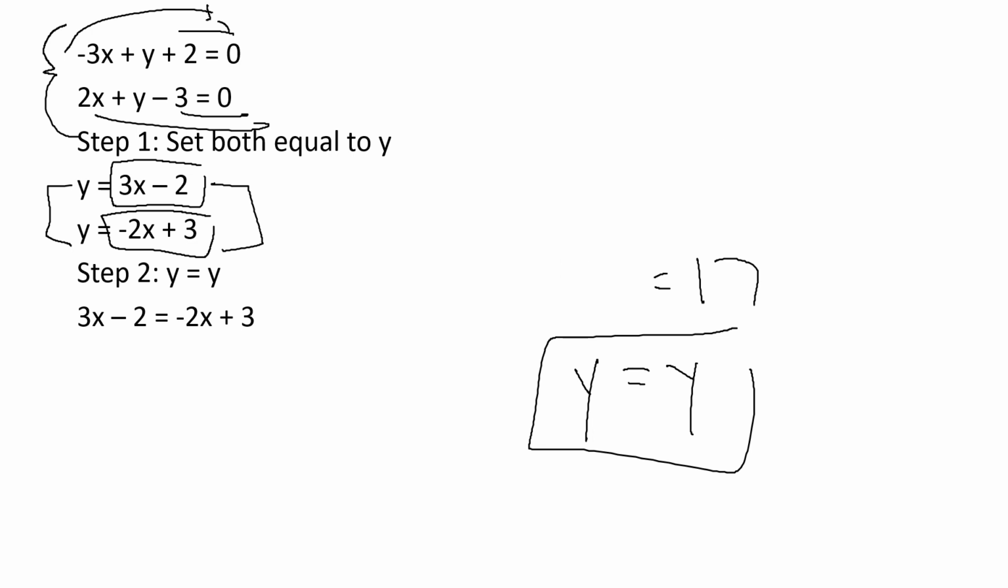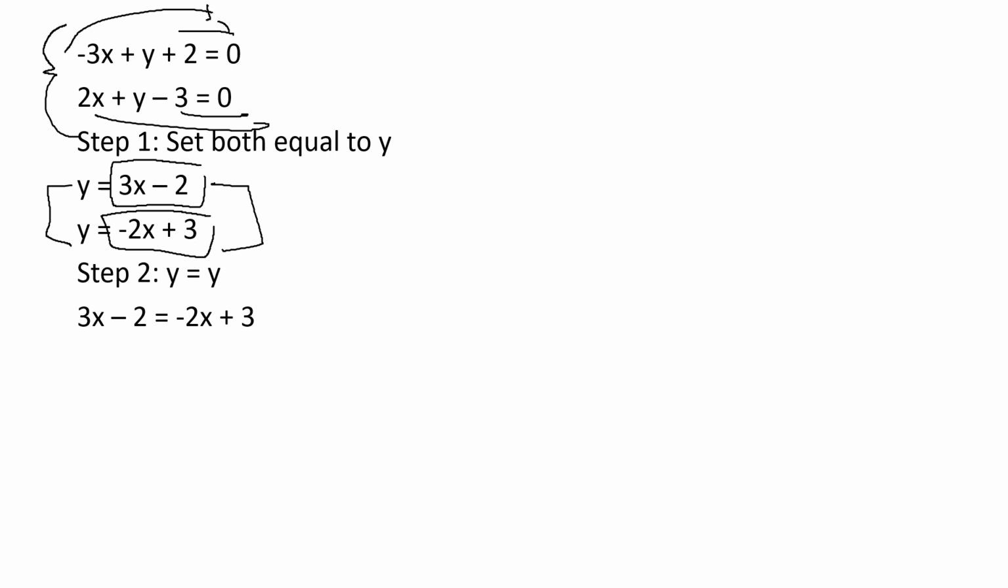Let me clean up this mess. Okay. So I've taken my first equation, 3x minus 2, equals my second equation, negative 2x plus 3. So step 1, set both equal to y. Step 2, set them equal to each other. And now we're going to just solve for x, which means I've got to get all my x's this way, all my numbers this way.